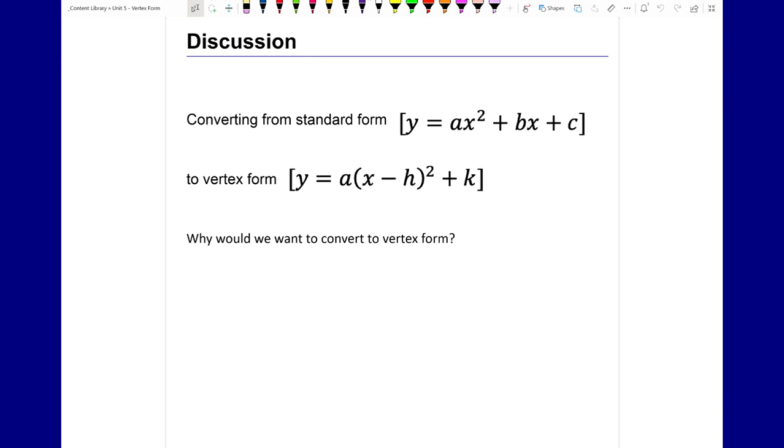If we're converting from standard form to vertex form, so standard form, y equals ax squared plus bx plus c, and vertex form is y equals a times x minus h squared plus k, why would we want to convert to vertex form? Why would I want to go from standard form to vertex form? What benefits do I get from dealing with vertex form? Well, our vertex form tells us the vertex, and by telling us the vertex, it does tell us the axis of symmetry, and it tells us the max or minimum value, or we sometimes call it the optimal value.